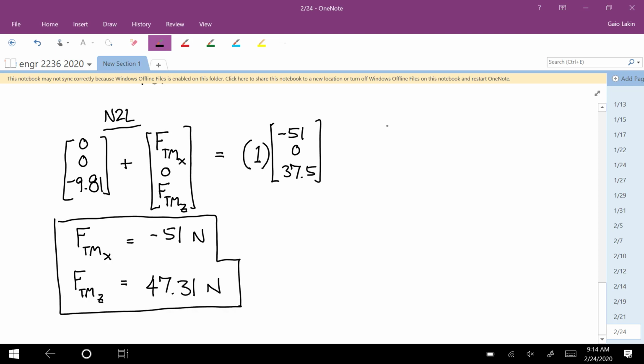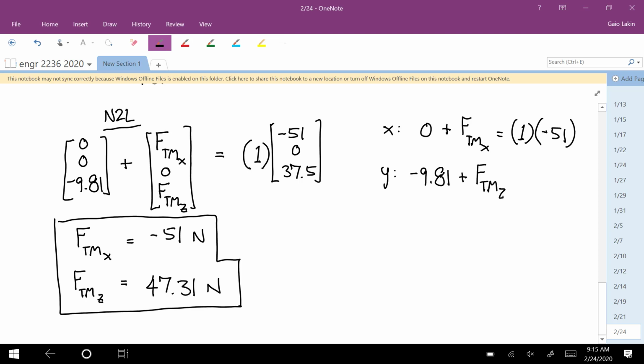Yeah, this is just two different equations. The first one says 0 plus FTMX is equal to 1 times negative 51. And the second equation says negative 9.81 plus FTMZ is equal to 1 times 37.5. Any other questions about that one?